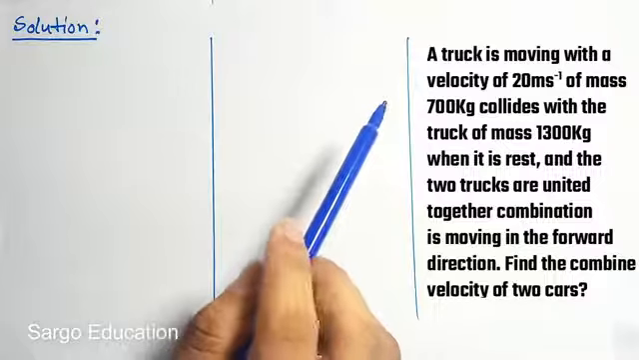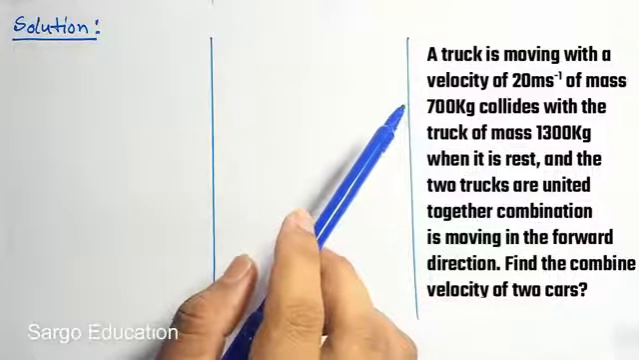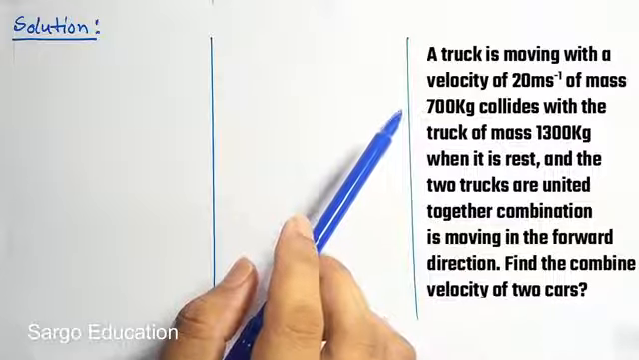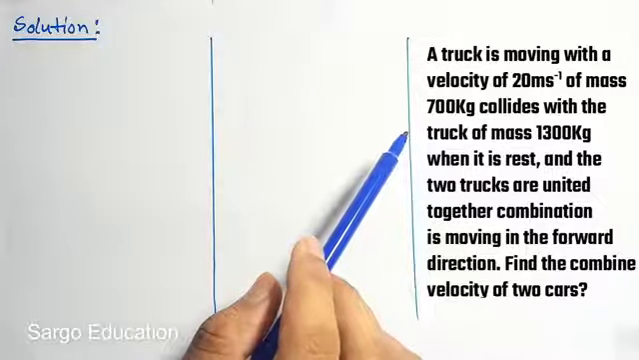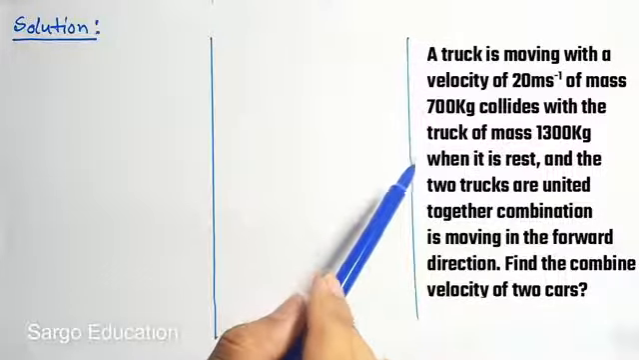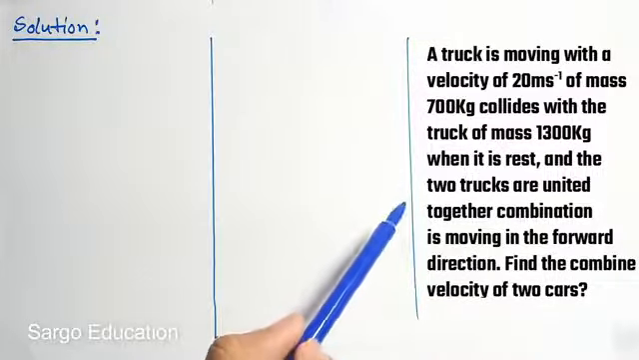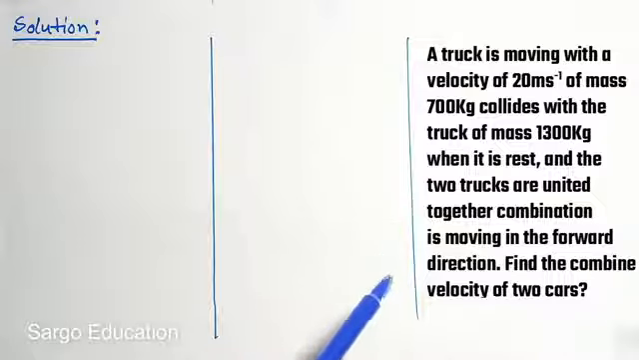Here the question is: a truck of mass 700 kg is moving with a velocity of 20 meters per second and collides with a truck of mass 1300 kg. When it collides, the two trucks are united together and the combination is moving in the forward direction. Now the question is, find the combined velocity of the two trucks.